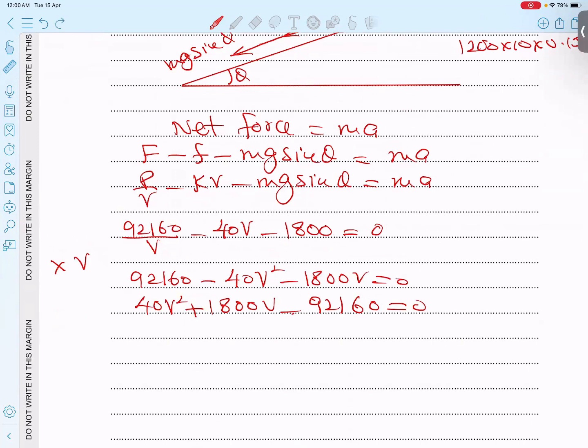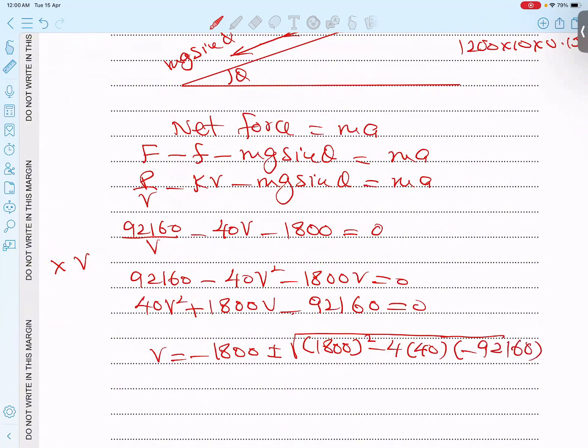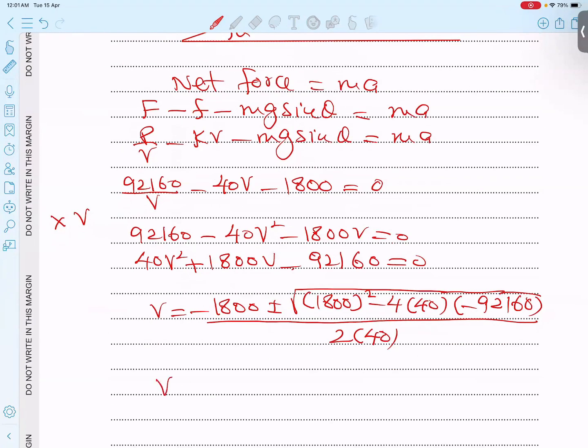So that is familiar. You have negative 1800. At minimum, this formula you have to show: B squared minus 4A into C, which is a negative 92160, and divided by 2A. And when you apply the formula, I get two answers. Let me check. Yes, this one I'm getting here.